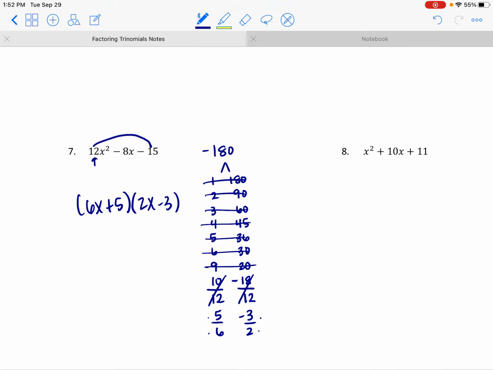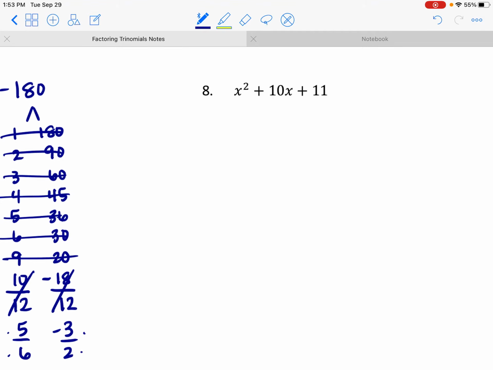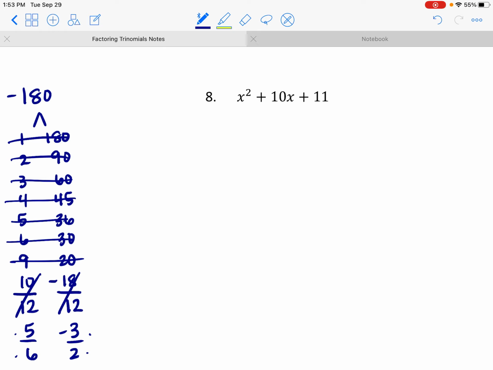Okay? All right, this last one is one that I will see people get tripped on often because it looks like it's going to work out so nicely here. So 1 times 11 is 11, and we need factors that are going to give us a 10. So the only factors of 11 are 1 and 11, so you might be thinking, oh, if I make the 1 negative, then they add to 10. But there's a problem with that.